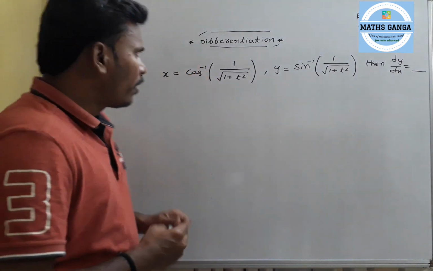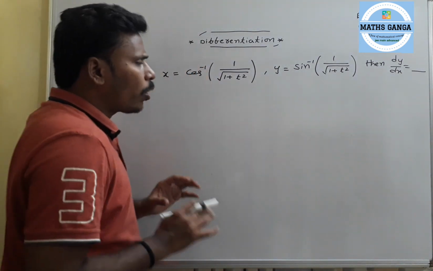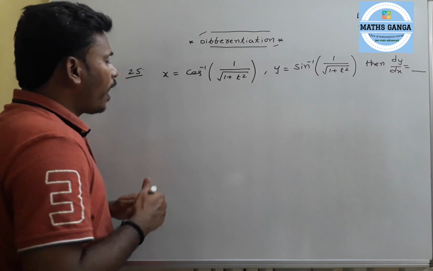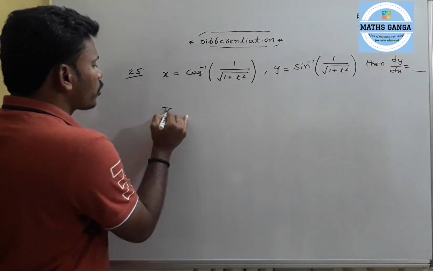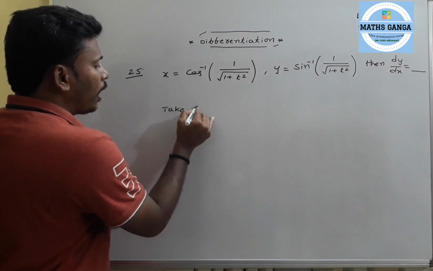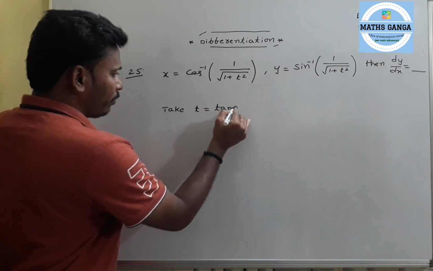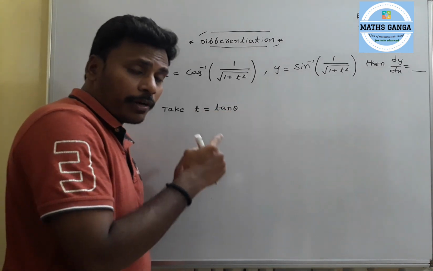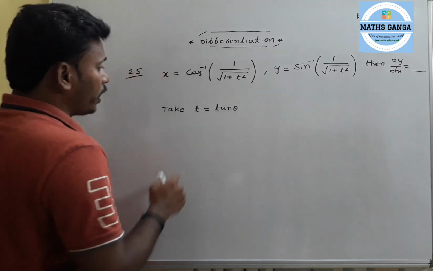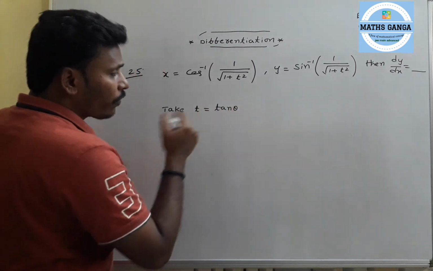Actually, the problem is simple. To avoid many more steps, I will just take t is equal to tan theta. I am trying to convert the problem completely into theta. Actually the given parameter is t. Now try to convert it into theta. If t is equal to tan theta, what will happen?